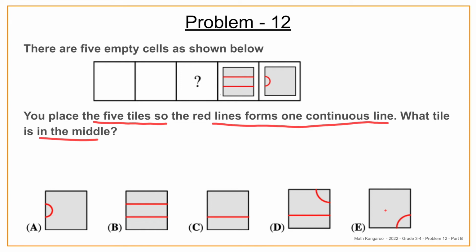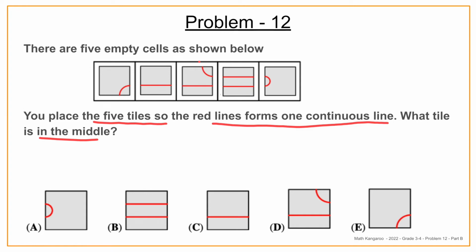Let's look at option E. This one looks like it could be the other end of the red line, so we'll place it on the other side. Now we are left with just 2 more tiles, C and D. Looking at option D, we can see it connects the red lines from both the ends, so it fits perfectly in the third cell. Now we are getting closer. Finally, we place option C in the second cell.